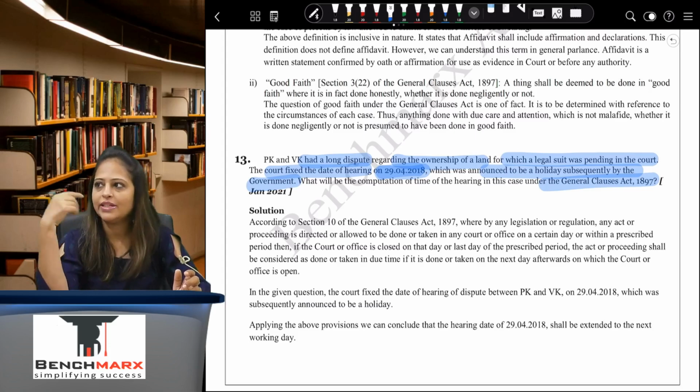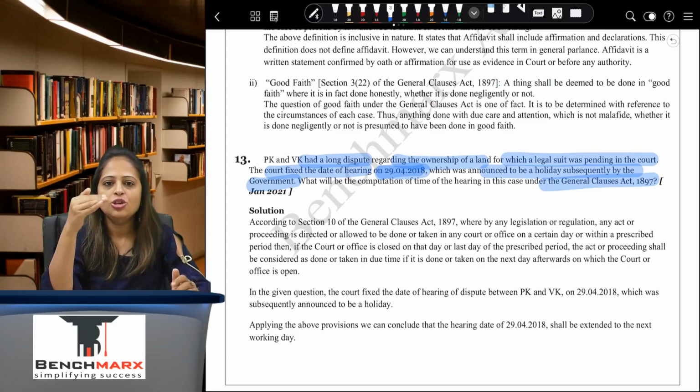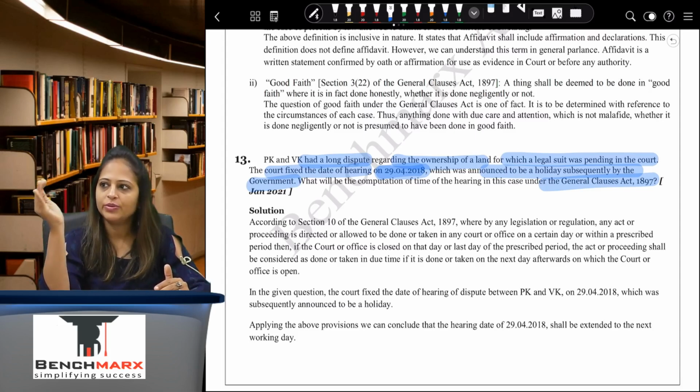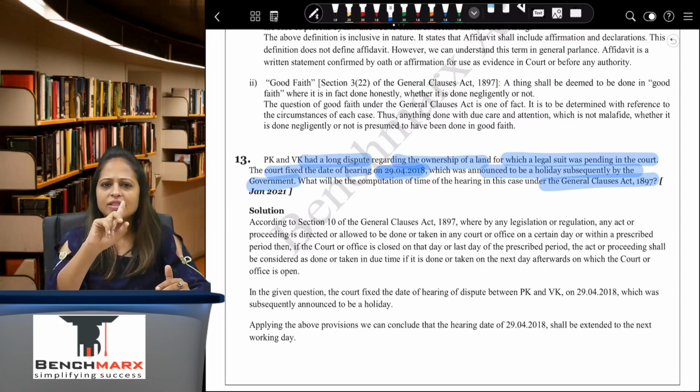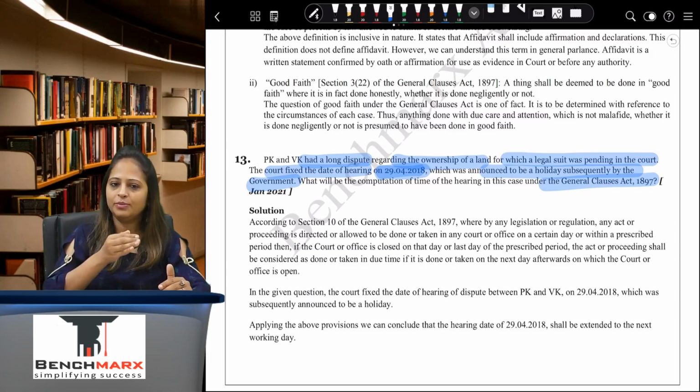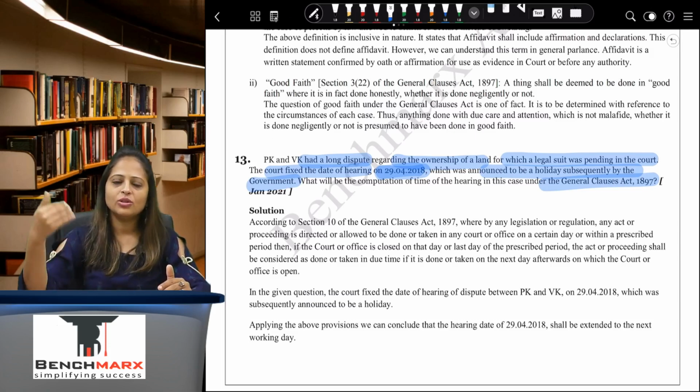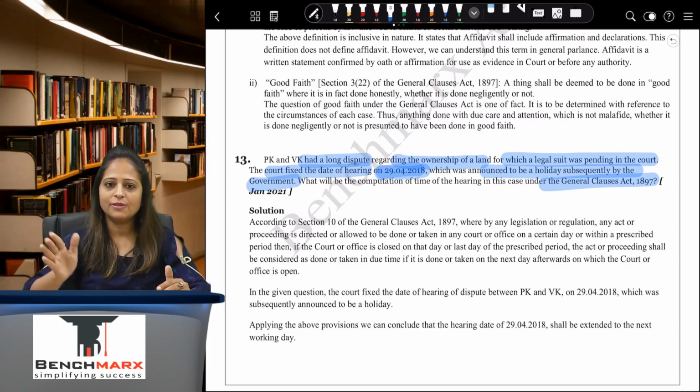So here, the date which has been declared a holiday, you will have to consider the next working day afterwards, as per the General Clauses Act. Just a reminder that in your Negotiable Instruments Act, they have specifically given that you have to consider the preceding day and not the next day. So if it's a question on negotiable instruments, you will have to take the preceding day, but under the General Clauses Act or any other act, if they haven't specifically given anything, it will be the next working day.